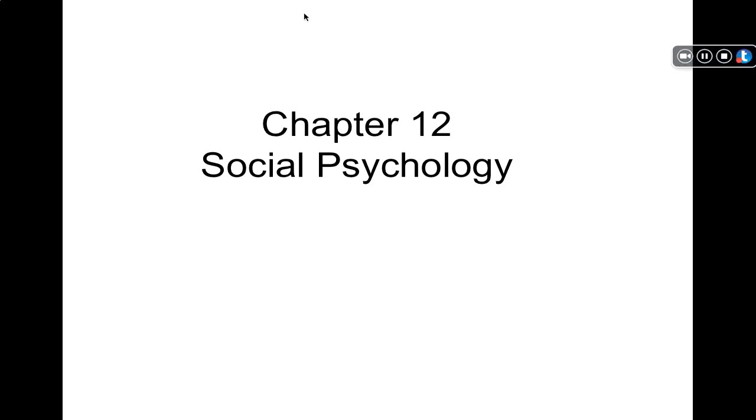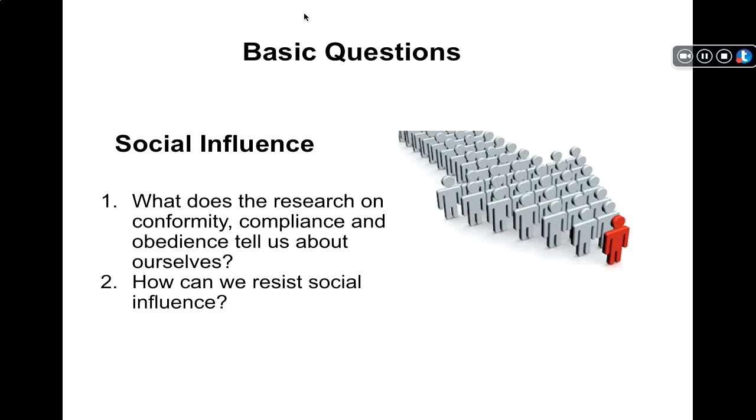Chapter 12, Social Psychology, Lecture 2. Basic questions we're going to be looking at in this lecture. Social influence is the focus. What does the research on conformity, compliance, and obedience tell us about ourselves? How can we resist social influence?